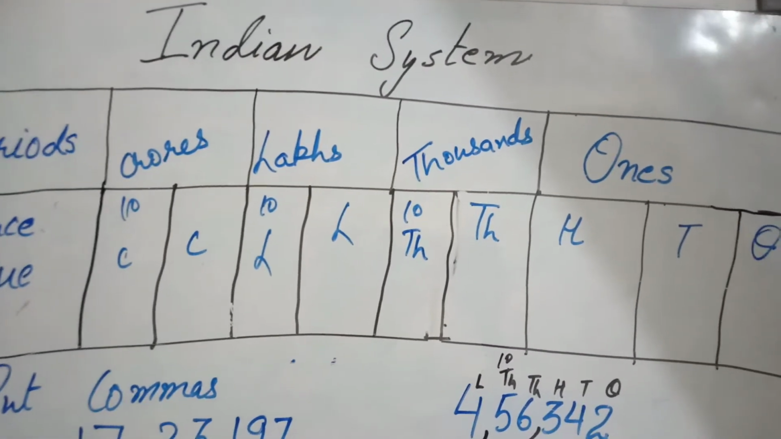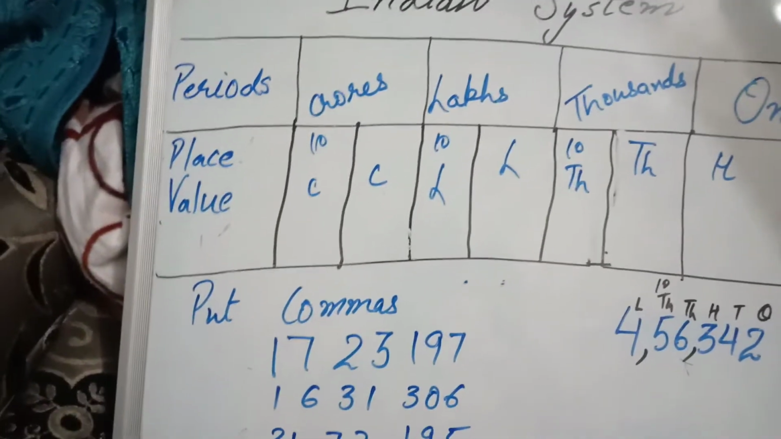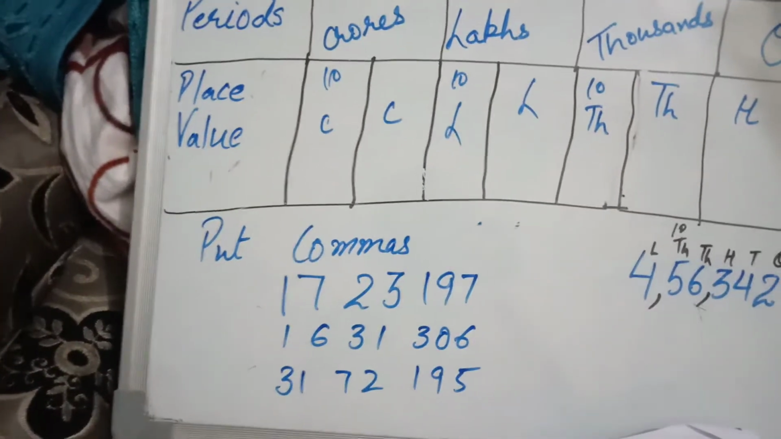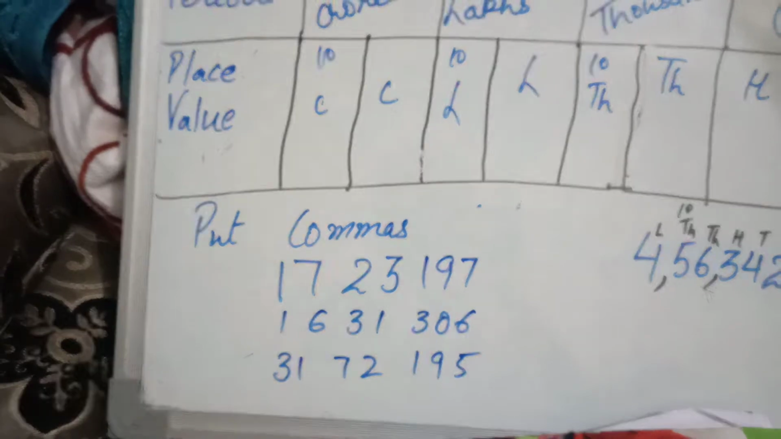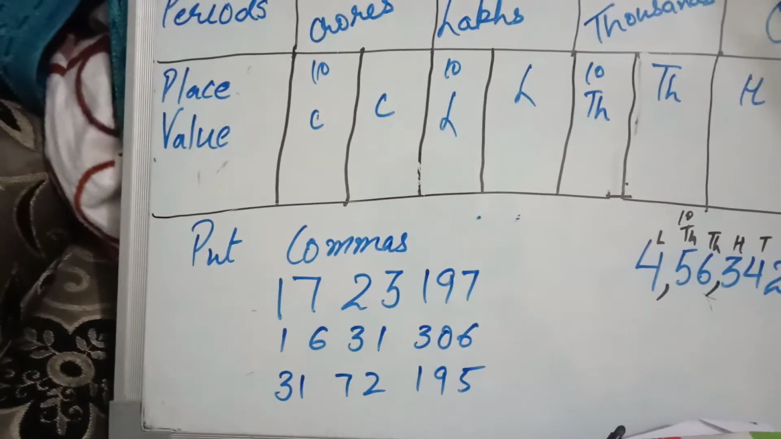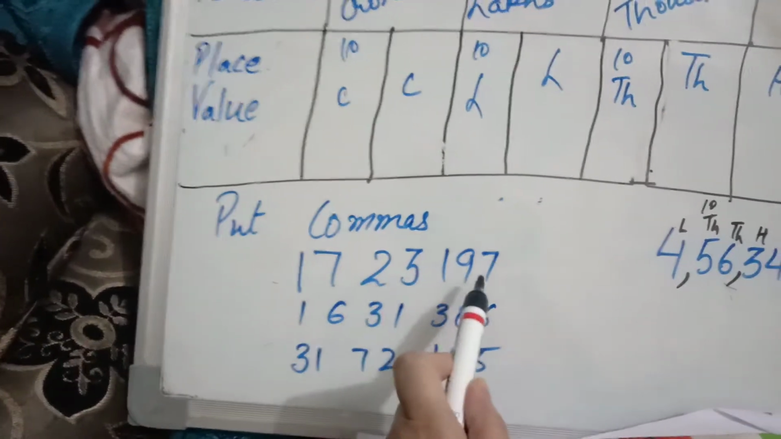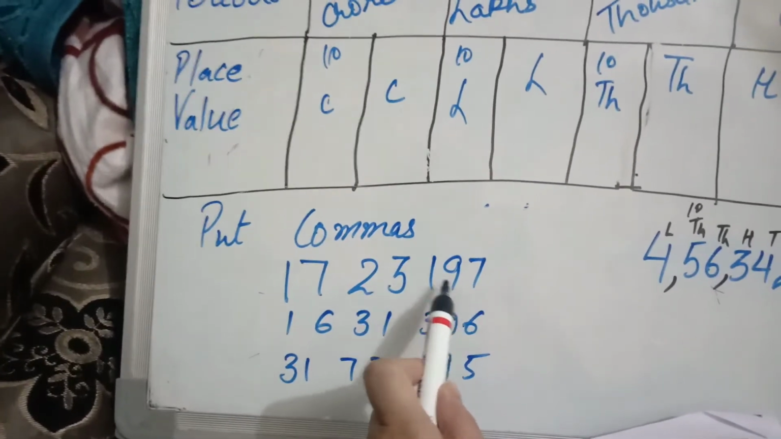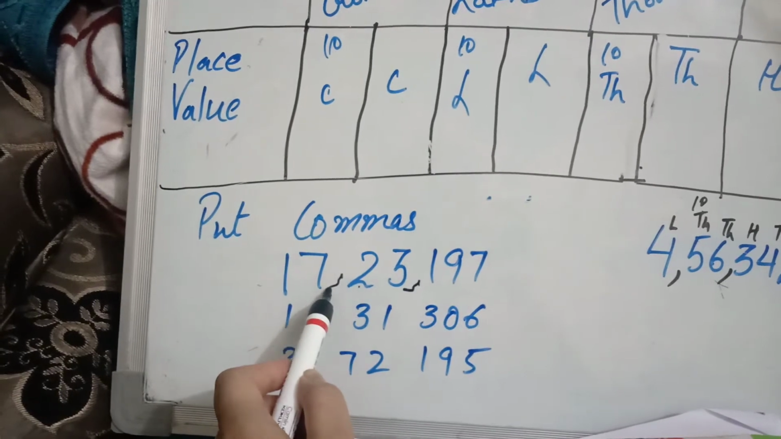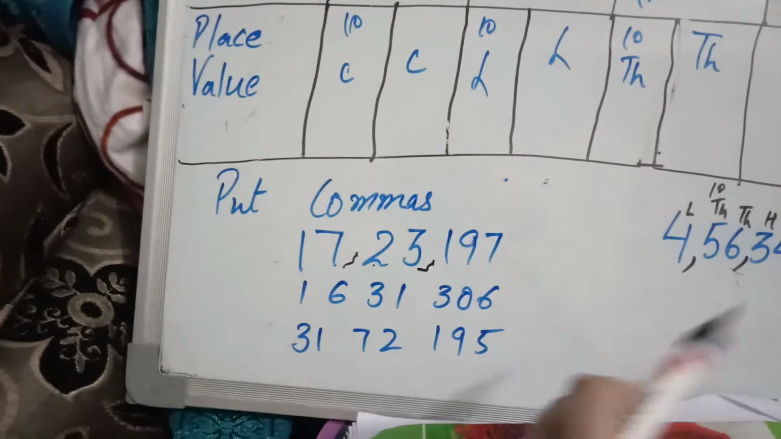Suppose you are given a number and you have to separate the periods. Here the number is 1723197. What is the way to separate the periods? To separate the periods, we put commas. Starting from the ones place, ones, tens, hundred, comma. Thousand, 10,000, comma. Ones period, thousand period, lakhs period.